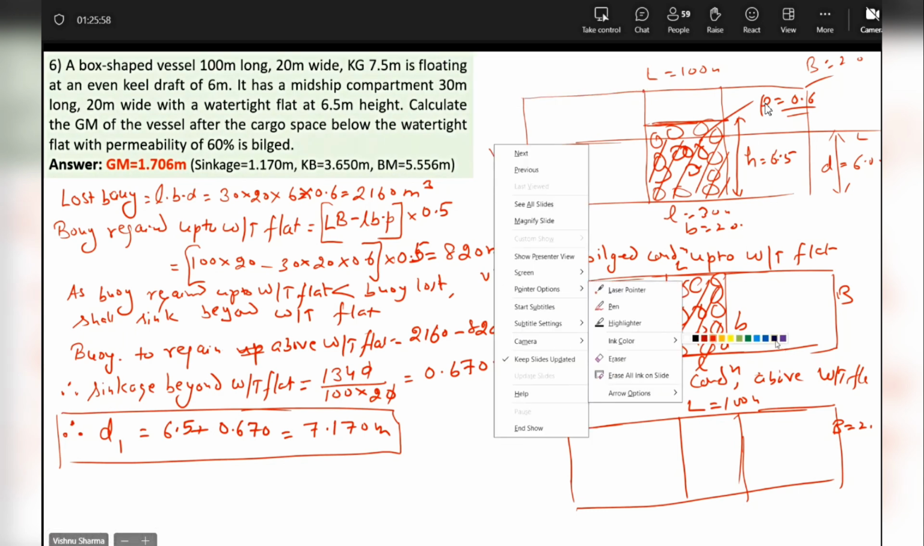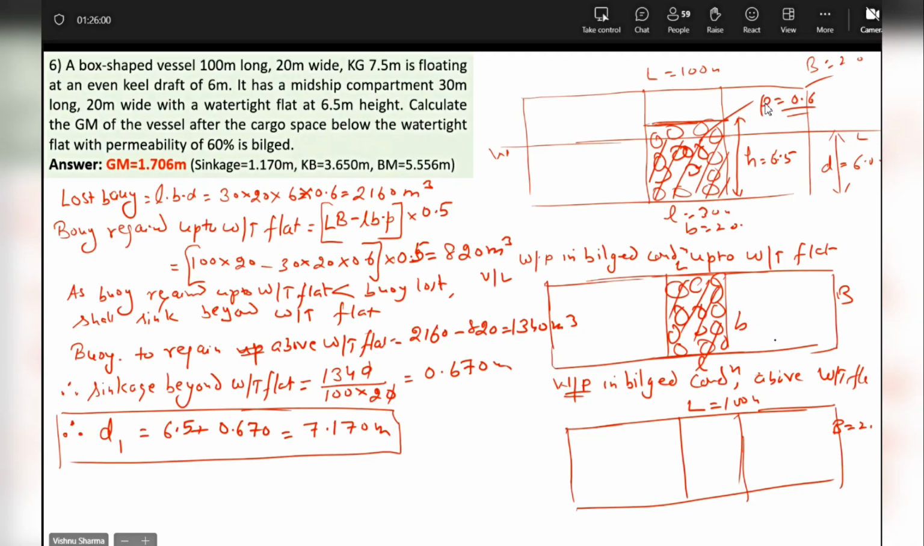Okay, now what we'll do is we will draw the water line, final water line. We know it's going to be above the watertight flat. This is where I draw W1, L1, and this is my D1 equal to 7.170 meters. Guys, KB shall be by moments. Why? Because up to the watertight flat, there is a loss of water plane. Above the watertight flat, there is no loss of water plane.